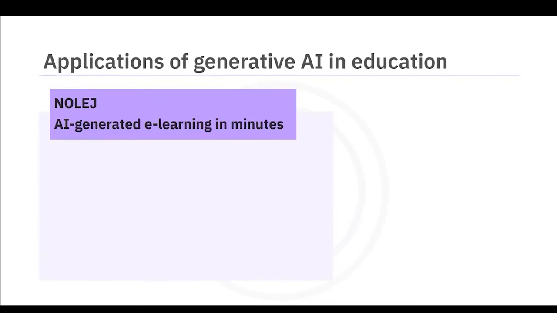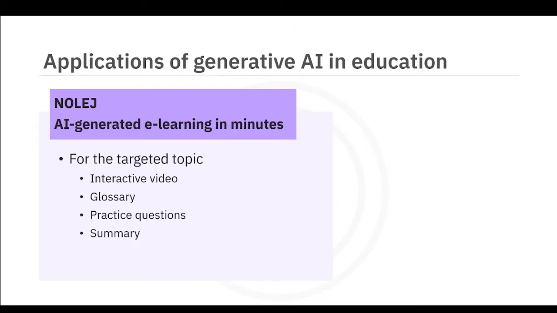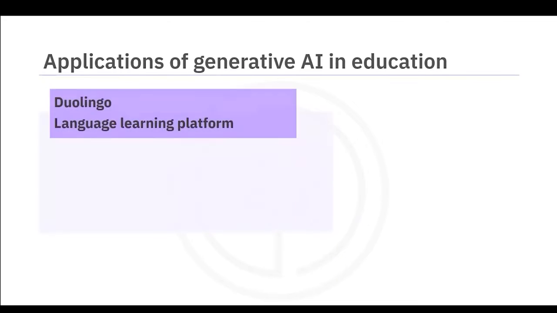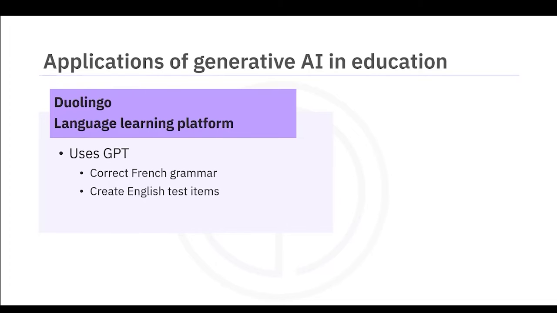Knowji, for example, offers AI-generated e-learning within minutes, including interactive videos, glossary, practice questions, and summary for the targeted topic. Duolingo is a language learning platform that uses GPT-3 to correct French grammar and create test items for English.